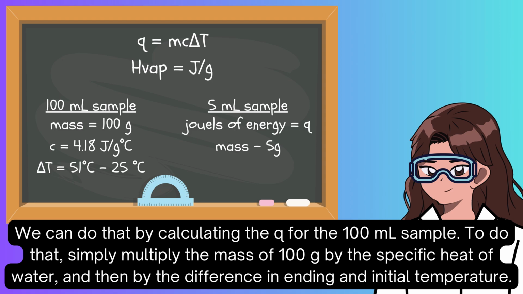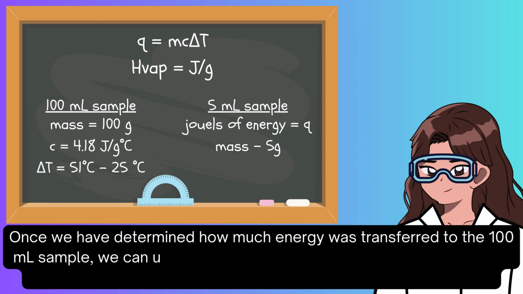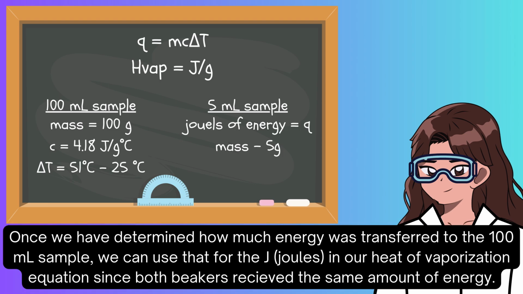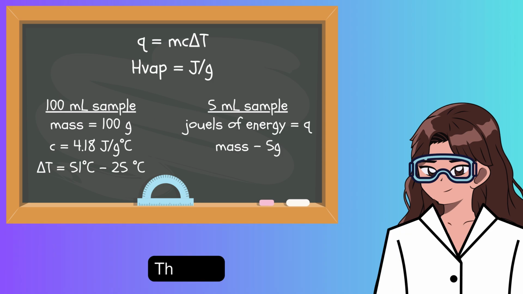To do that, simply multiply the mass of 100 grams by the specific heat of water and then by the difference in ending and initial temperature. Once we have determined how much energy was transferred to the 100 milliliter sample, we can use that for the joules in our heat of vaporization equation, since both beakers receive the same amount of energy. That's it.